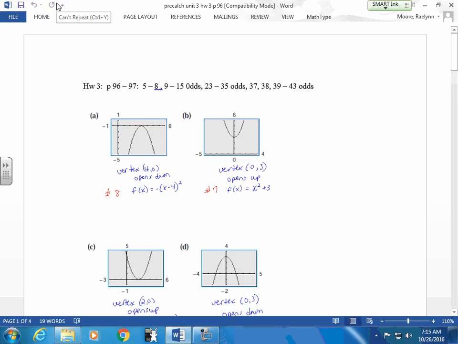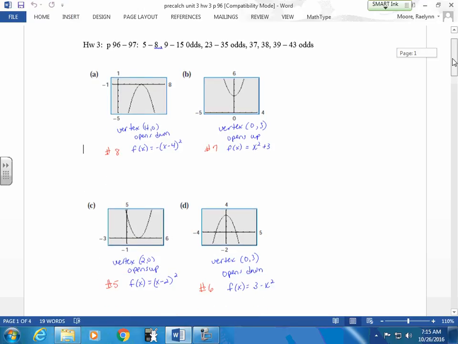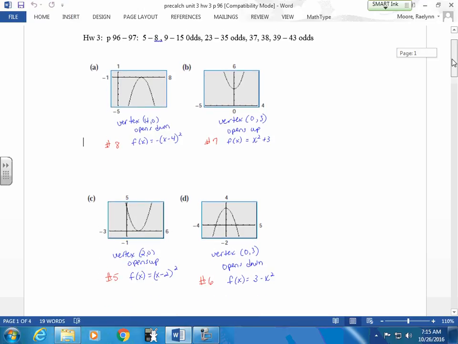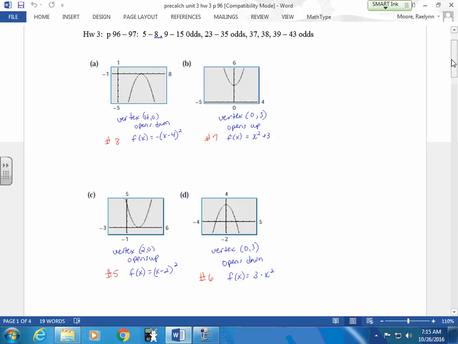So let's get started on this part. You had to identify the vertex, or I guess you had to identify which graph it was. Did it say for you to tell me the vertex and anything else? No, just match it up? Okay, so did we match it up okay, with the equations? Everybody good with that?